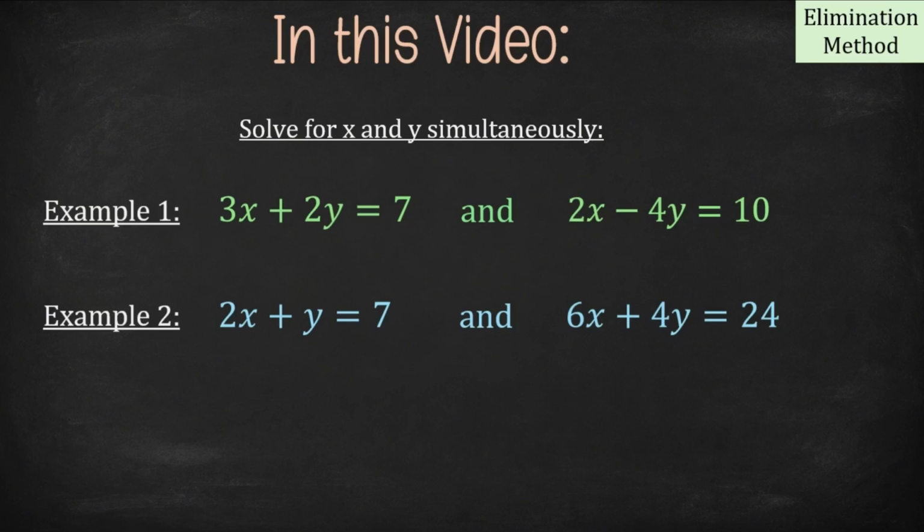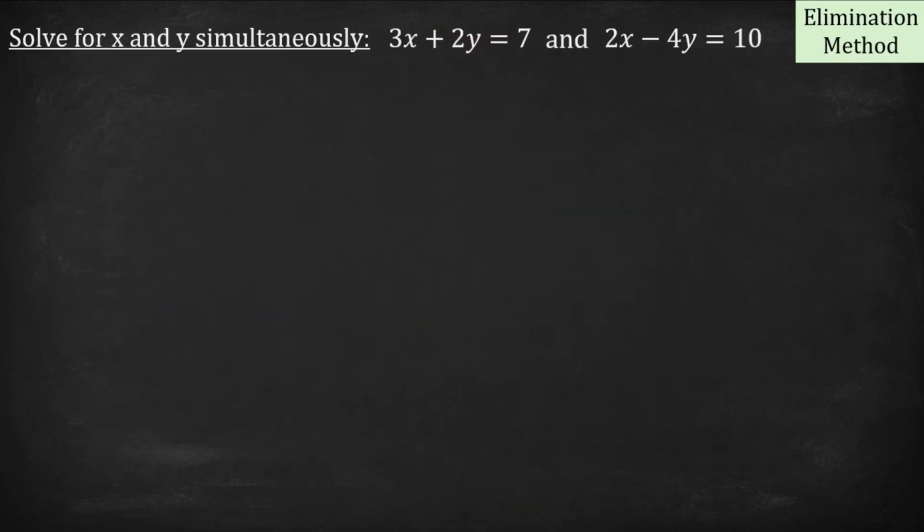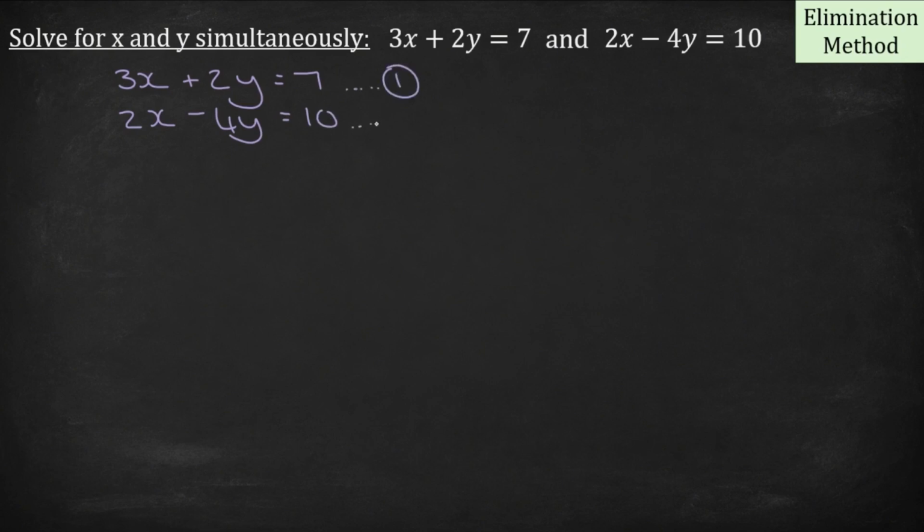Let's start with example 1. We have to solve for x and y simultaneously, and here are the two equations that you're going to work with. For the elimination method, you have to rewrite your equations. When you write the second equation, make sure that all your x terms are underneath each other, all your y terms are underneath each other, and your numbers are on the other side of the equation. Then you have to number each equation because it makes it easier to refer to them while we are working.